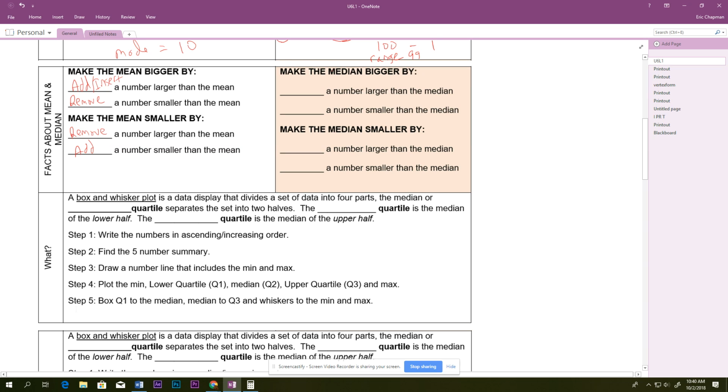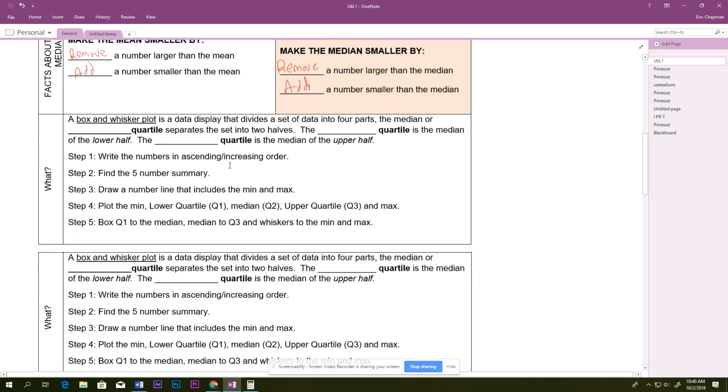All right, let's take a look at making the median bigger. Again, you can add a number, and that will make the median larger, or you can remove a number smaller than the median, and that'll make the median larger as well. And vice versa, to make it smaller, you remove a number larger than the median, or you add a number smaller than the median.